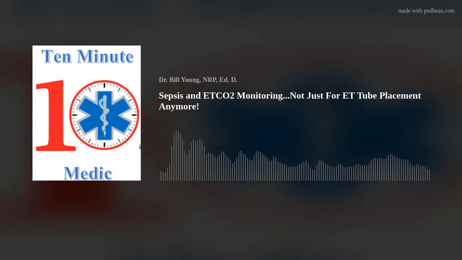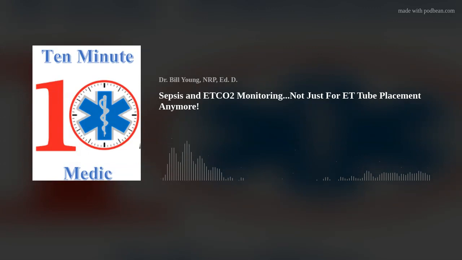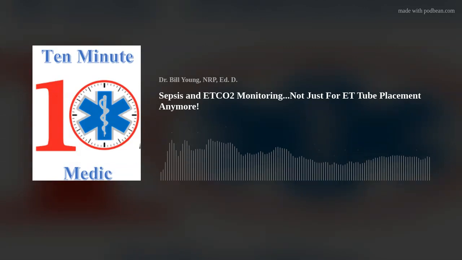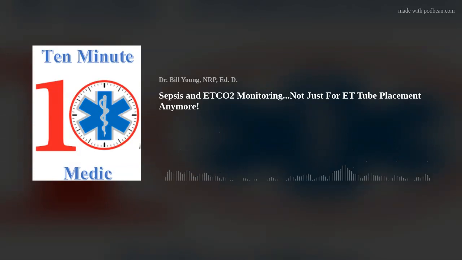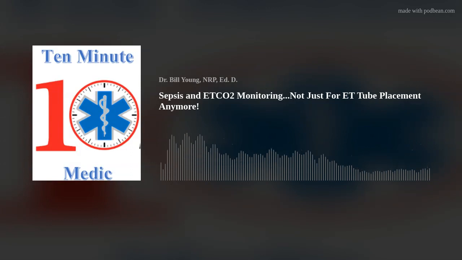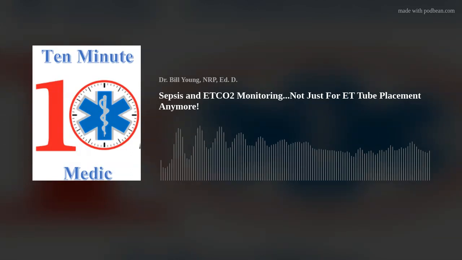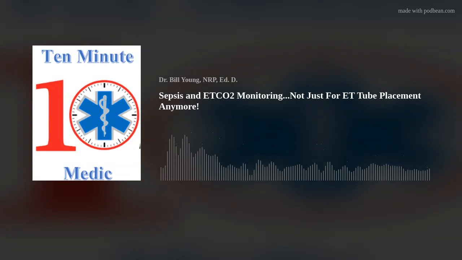End-tidal CO2 monitoring, or capnography, is a non-invasive measurement of the partial pressure of concentration of CO2 in the respiratory gases at the end of expiration. It provides critical information about a patient's ventilatory status, circulation, and metabolism. In the context of sepsis, where changes in metabolic and respiratory function are prevalent, end-tidal can serve as an essential diagnostic and monitoring tool.